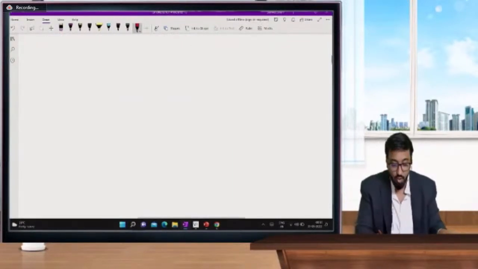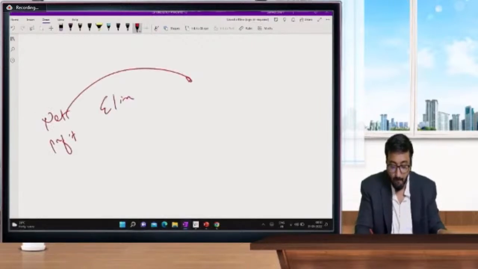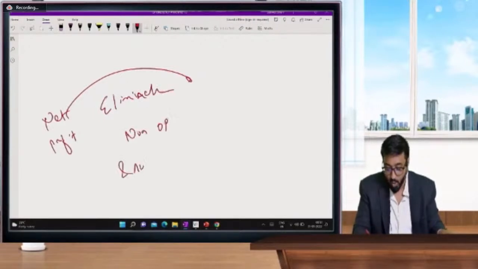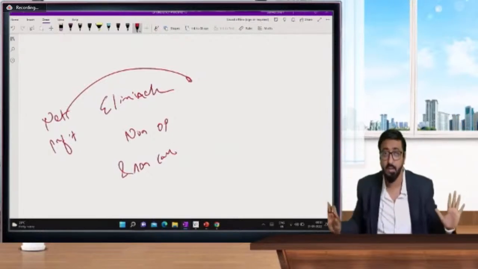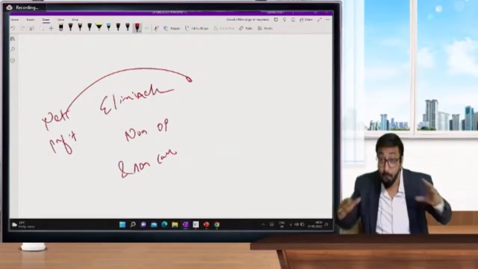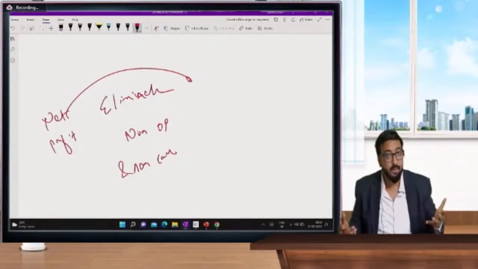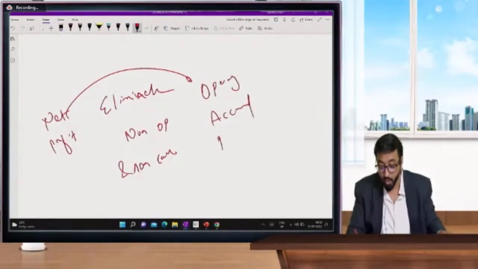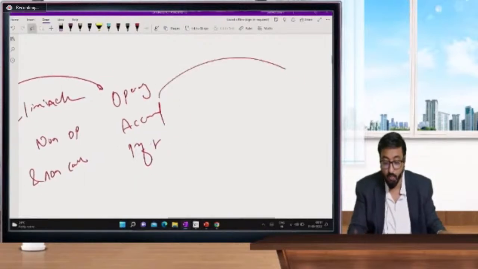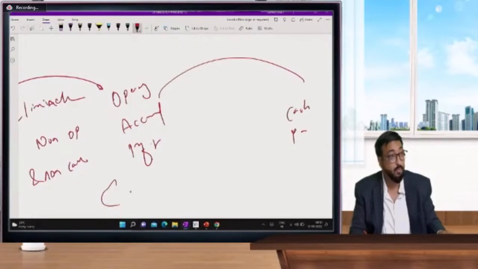Once again, you will start with net profit. What you are going to eliminate? Eliminate non-operating and non-cash. We are going to solve many questions, beta. This is only concept day. Okay, so please understand. Net profit, eliminate non-operating and non-cash. So we are getting operating accrued profit. But whether I want operating accrued profit or operating cash profit, what is technically called operating accrued profit?